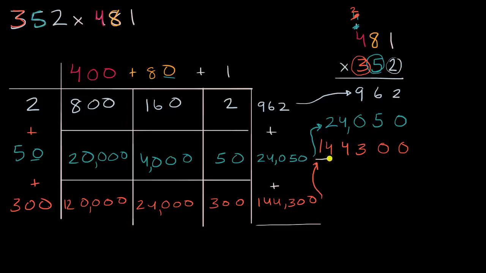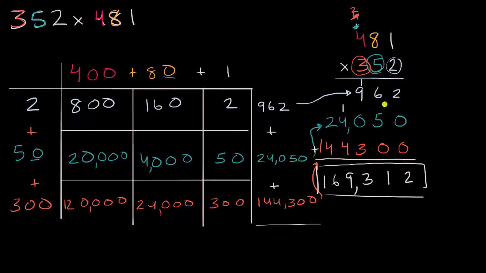And the standard way of doing it at this point, we just add them all up. So whether we're doing it here or here, we just add everything up. So 2 plus 0 is 2. 6 plus 5 is 11. Regroup that 1. So 1 plus 9 plus 3 is 13. And then 1 plus 4 plus 4 is 9. 2 plus 4 is 6. And then we have a 1 right over there. So we get 169,312.